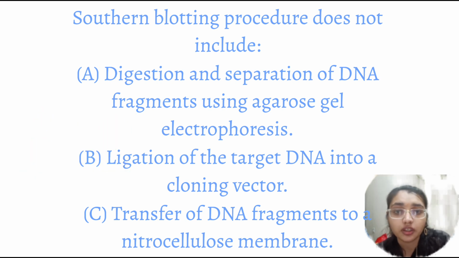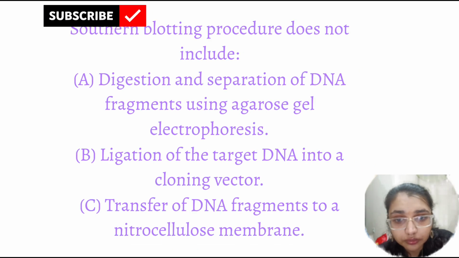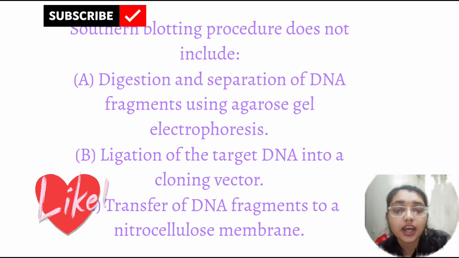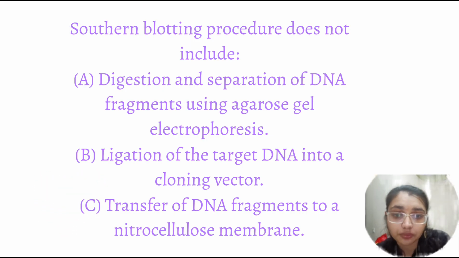included in Southern blotting. Whereas the digestion and separation of DNA fragments using agarose gel is used in Southern blotting. Then transfer of DNA fragments to the nitrocellulose membrane is also used, and hybridization of the membrane with the labelled probe. Because I know A, C, D are processes in Southern blotting. So B, that is ligation of the targeted DNA in the cloning vector, is not the correct one. We know the steps: first digestion and separation, then blotting happens, then hybridization of the probe happens, and then detection.